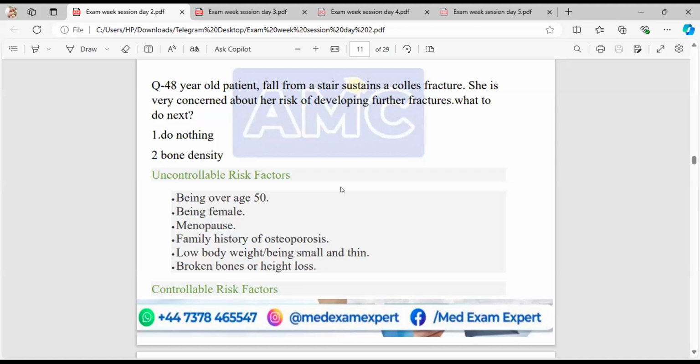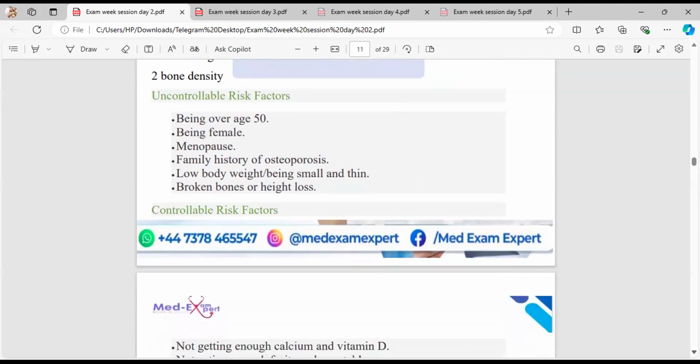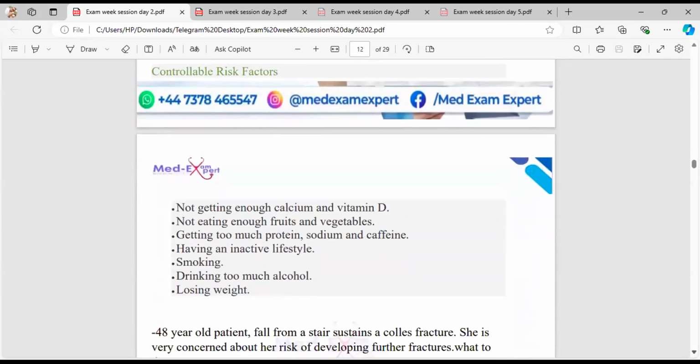Therefore, I put this explanation over there. These are the risk factors, and for these risk factors, you must do something for this patient. Because we have only 2 options here, we don't know what the other 2 options might be. So for these patients, we will do something; we don't neglect the patient.